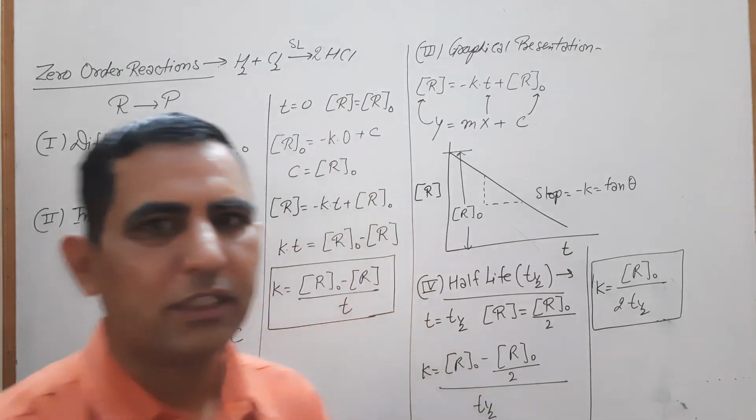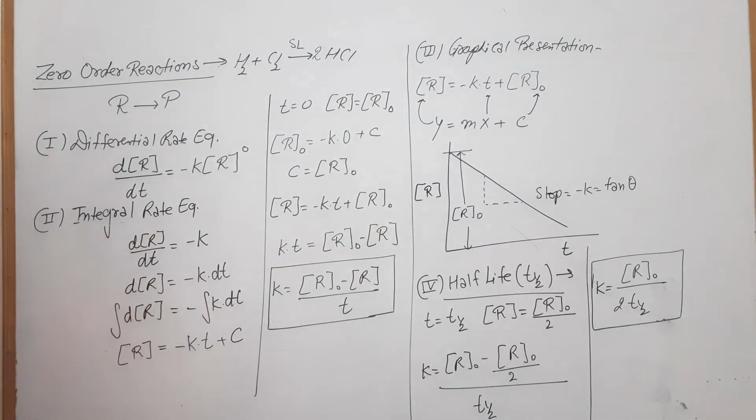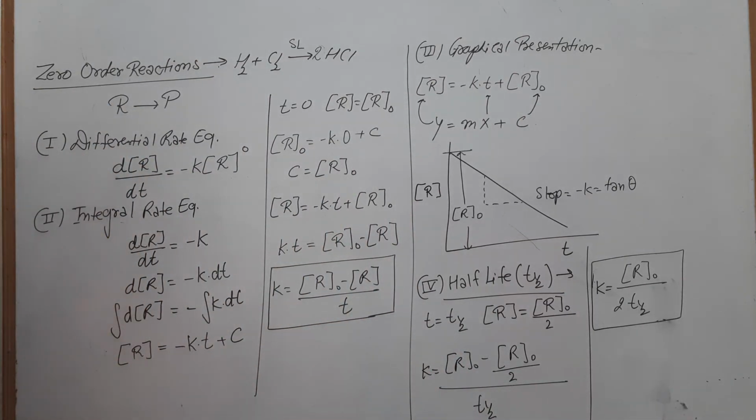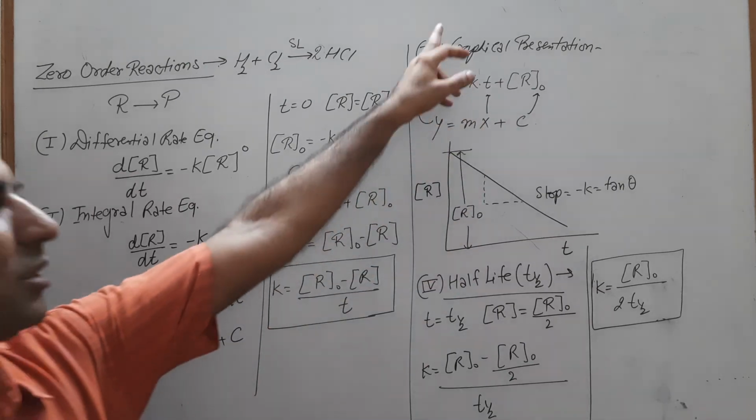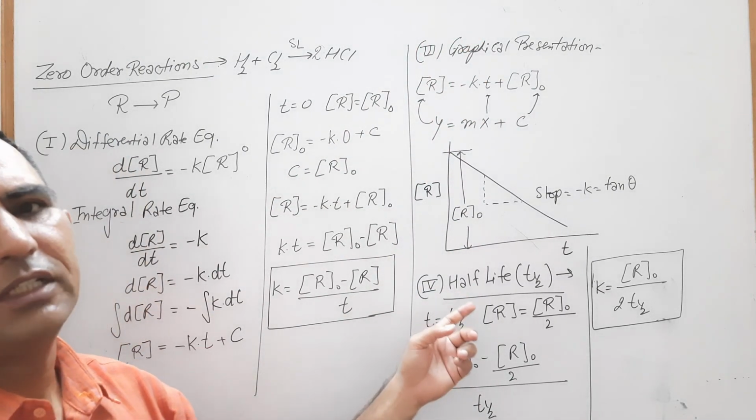For a zero order reaction, we found four different quantities. Which are those? The differential rate equation, the integral rate equation, the graphical representation, and the half-life of a reaction.